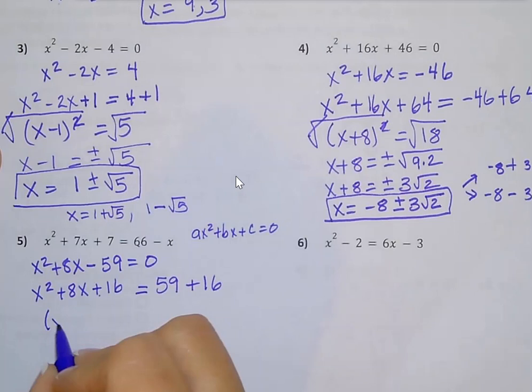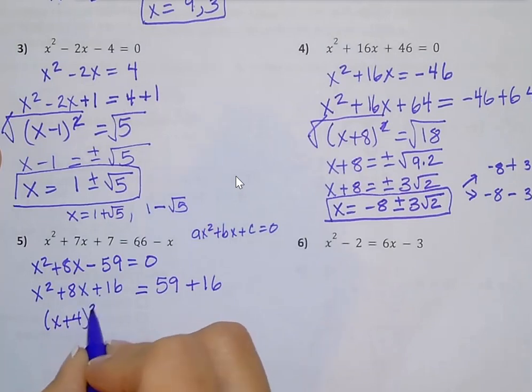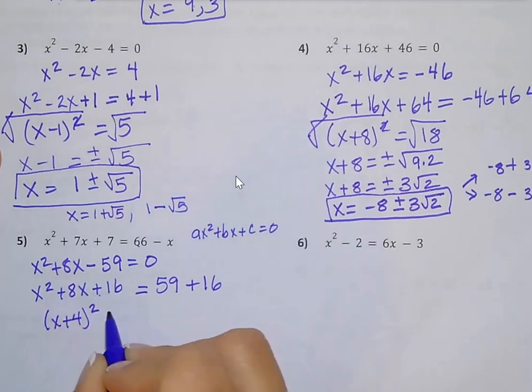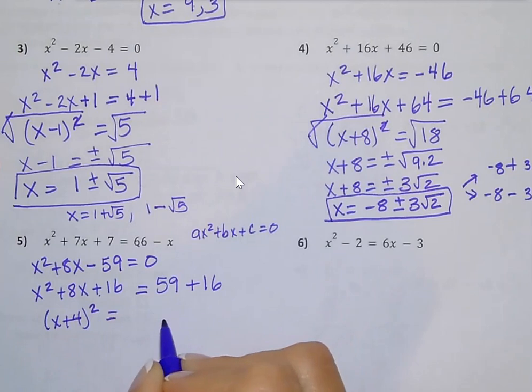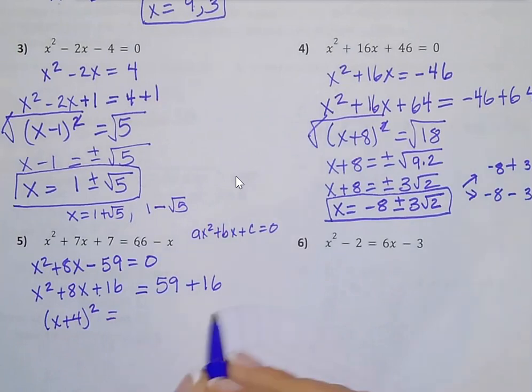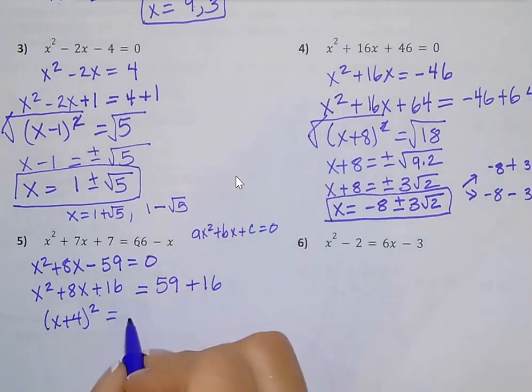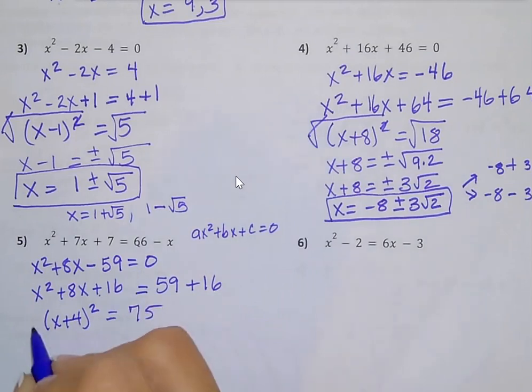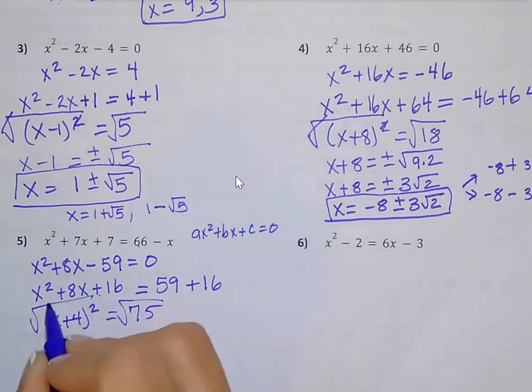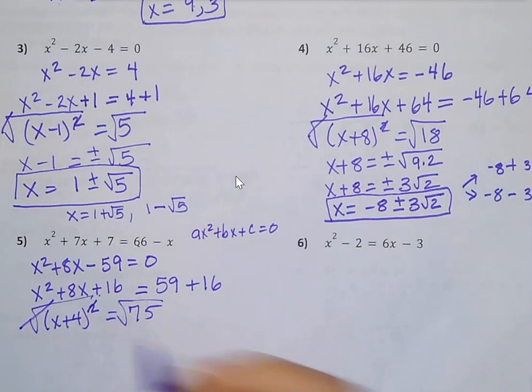I'm going to factor. I have x plus 4 all squared, right? That equals 59 plus 16. That's 75. Is that what you get? That's what I get. I'm going to take the square root of each side. Square root undoes square. So I know x plus 4 equals plus or minus 5 roots of 3.